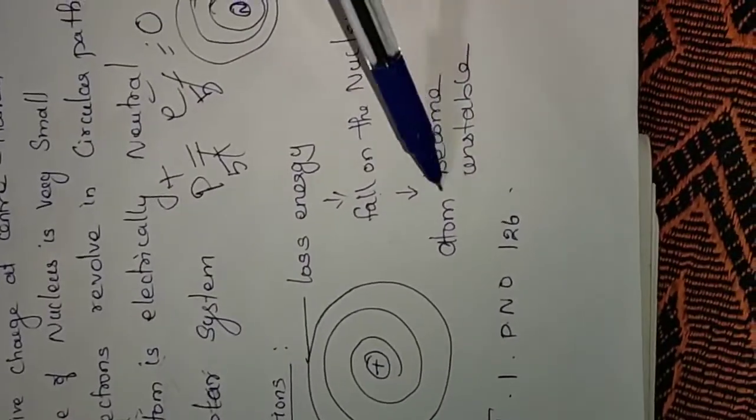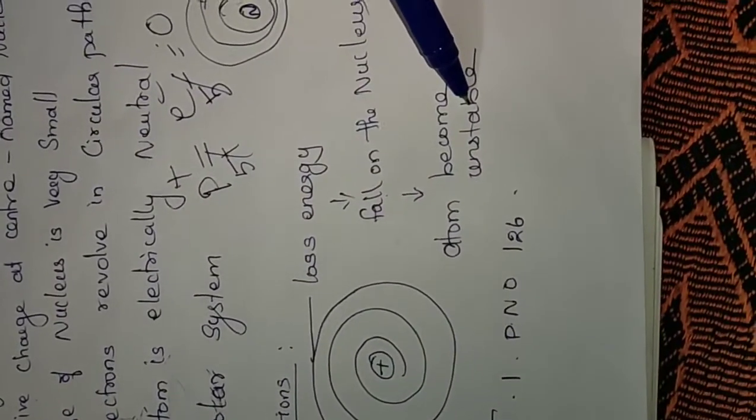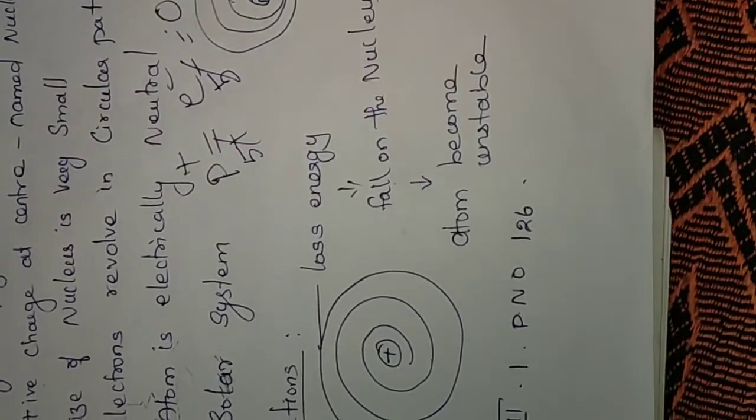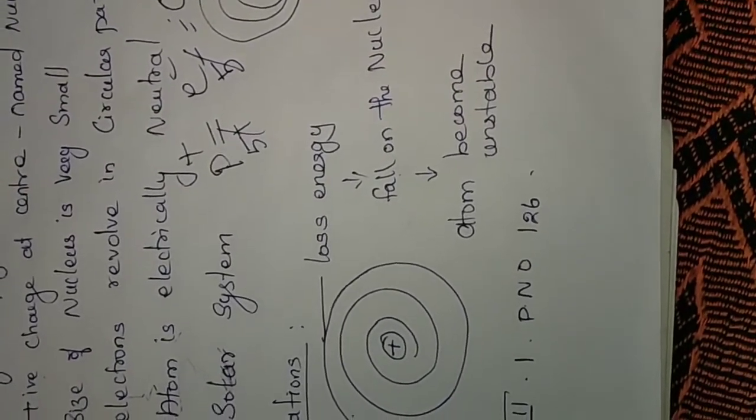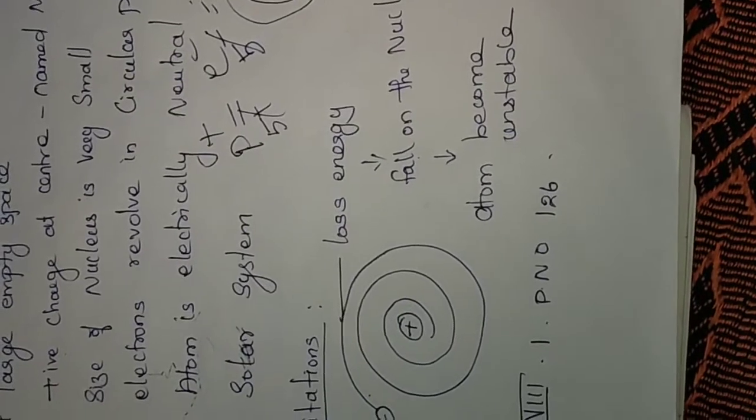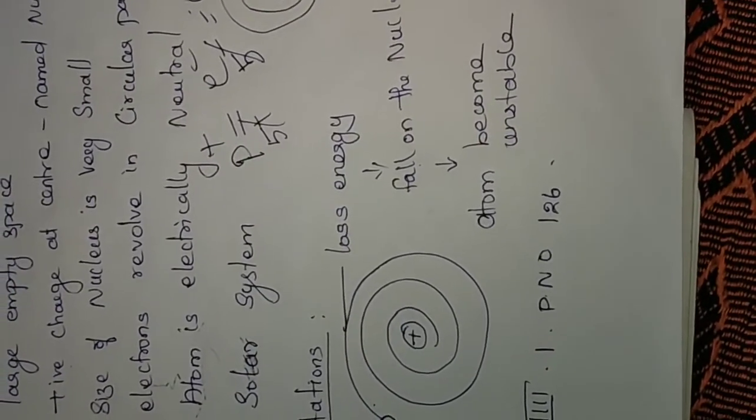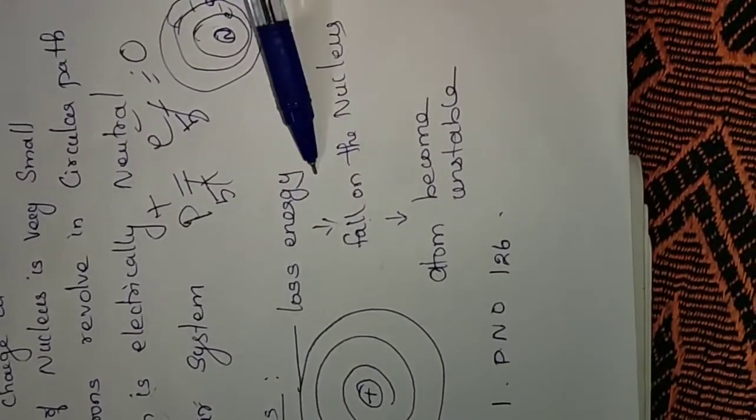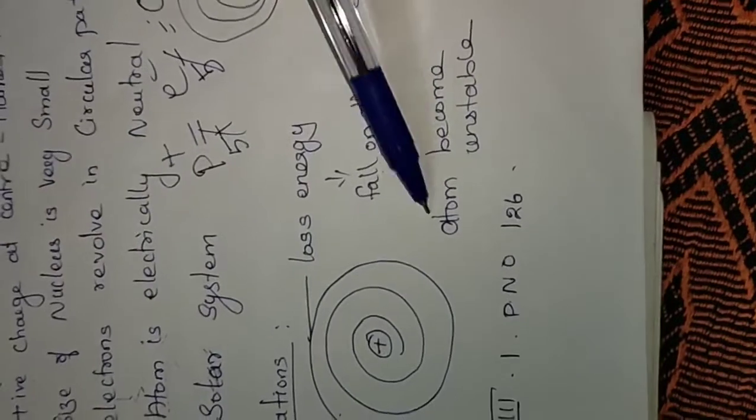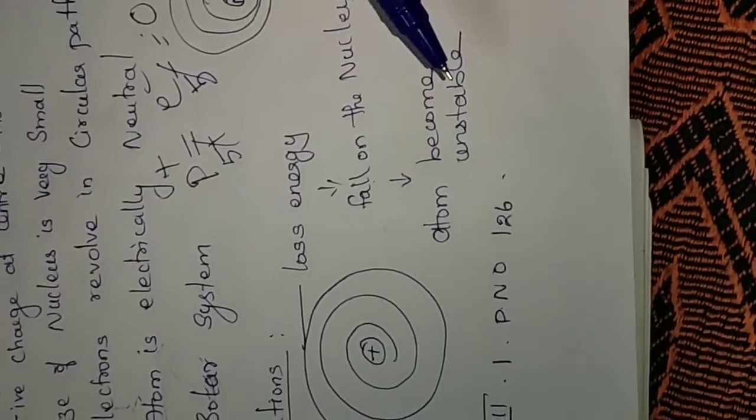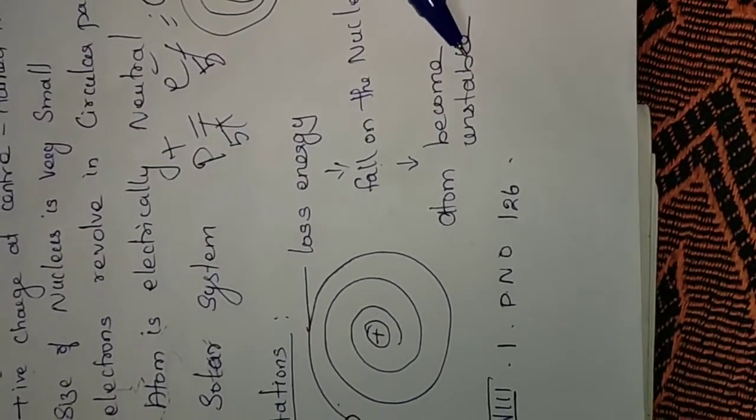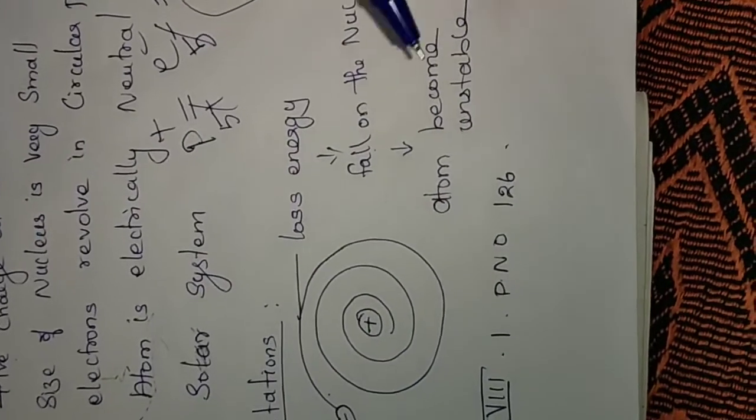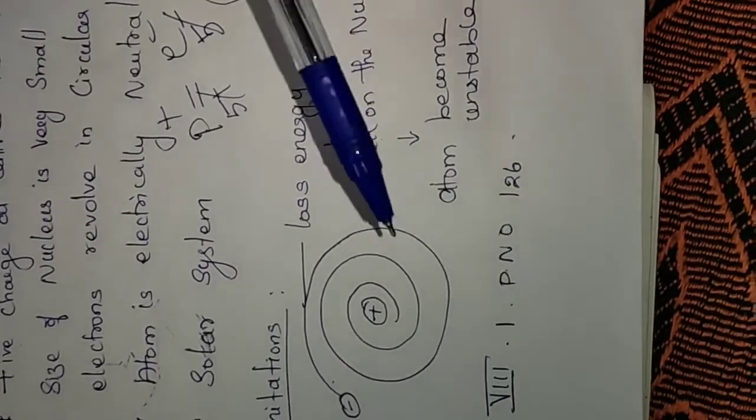So the nucleus becomes what? Unstable. But already the scientists found that atoms are what? Stable in the atmosphere, isn't it? Atoms are stable in the universe, isn't it? All the things present in the universe are stable. Hence, atoms are also what? Stable. So when it loses energy, the electrons will fall on the nucleus if it is moving in such a path, and atoms become unstable. But already it is found that atoms are what? Stable.